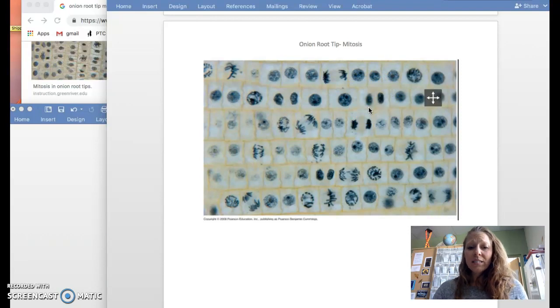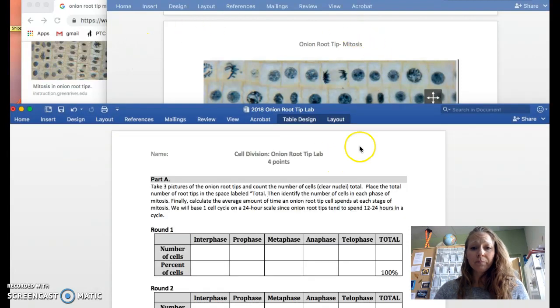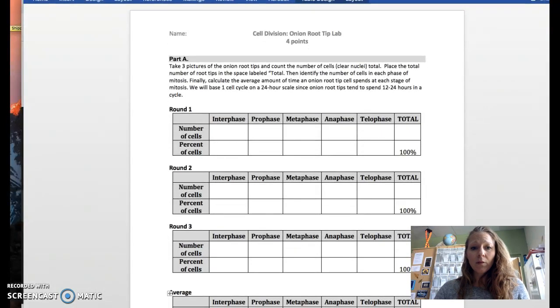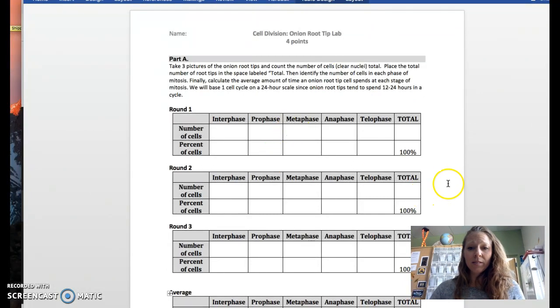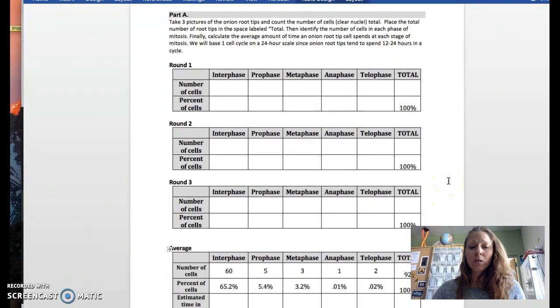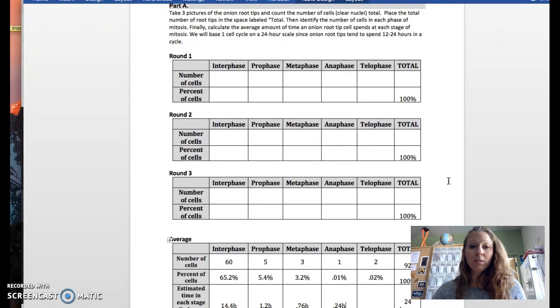All right, so since we have an understanding of what to look for, let's look at the lab. The lab is here. What we're going to be doing is taking 3 screenshots, just like the ones we were looking at. And you're going to count the number of cells in interphase, prophase, metaphase, anaphase, and telophase. And then you're going to find the percent of the cells in each of these phases.